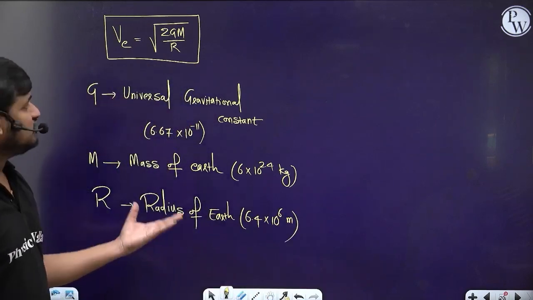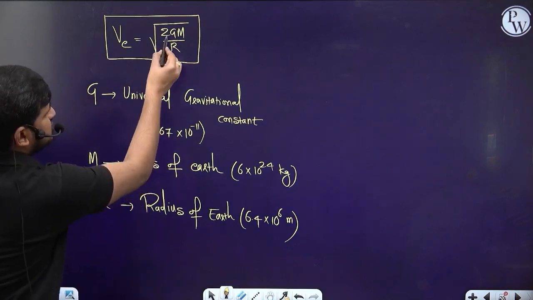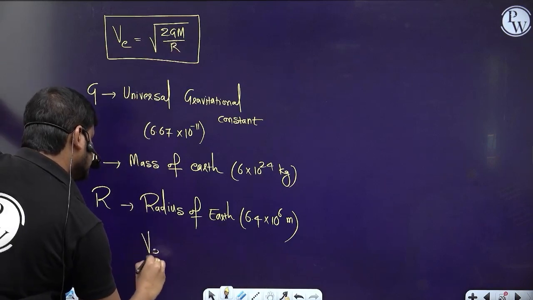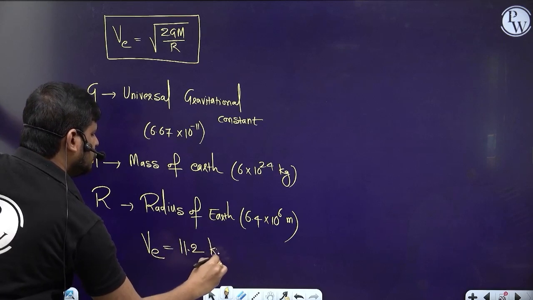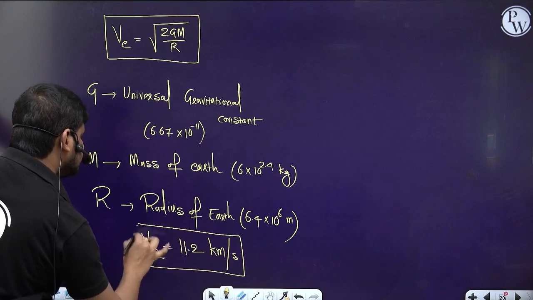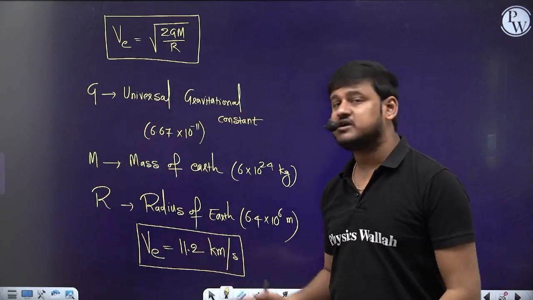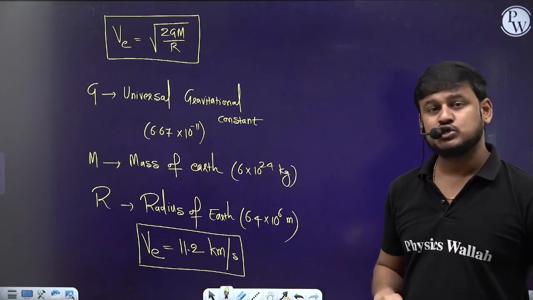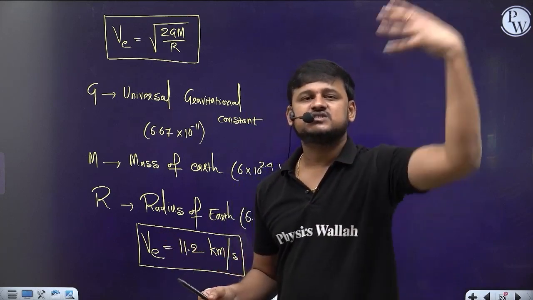Okay, done. So if we substitute all these values, because all are constants, 2 value, G value, M value, R value, the escape velocity comes out to be somewhere around 11.2 kilometer per second. So that means if you throw an object from the surface of the earth at a velocity of 11.2 kilometer per second, per second it should travel 11.2 kilometers. Then it escapes from the gravitational field of the earth and reaches space.